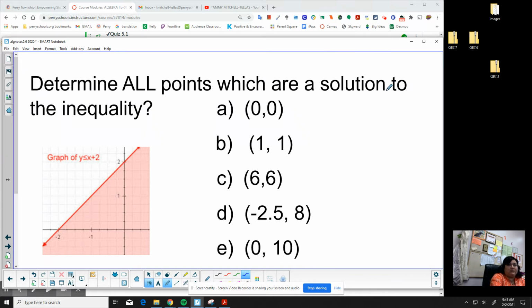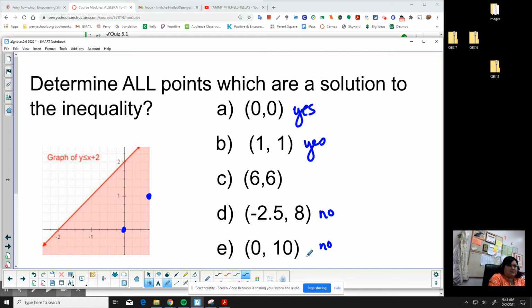All right, determine all points which are a solution to the inequality. So I'm going to decide on all of these, which are not. So 0, 0 is right here. So it's in the shaded area. So this one's yes, part of the solution. 1, 1 is about right here. It might be a little over further, but everything is part of the shaded, so yes. So 6, 6. Let's see, I'm going to skip 6, 6. -2.5, 8. -2.5 here, and the 8's way up there, so that's no. And 0, 10. I can't see it, but I would say no, it's not.